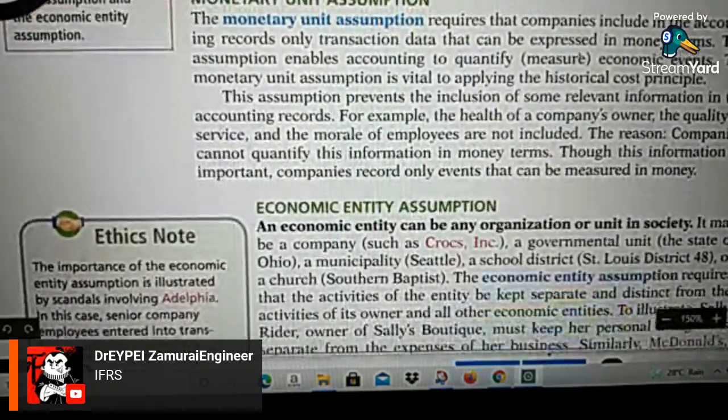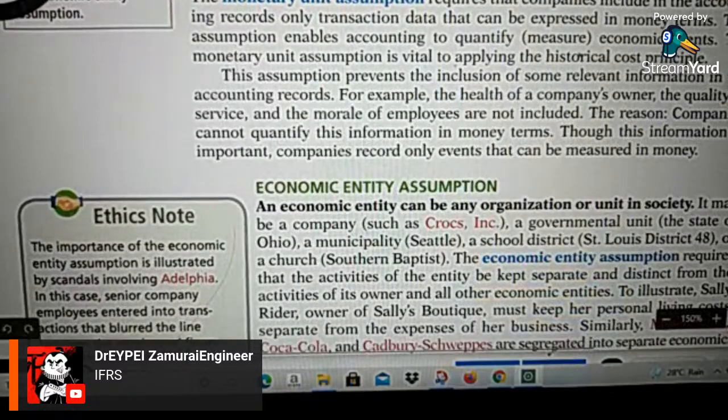Economic entity assumption. So there are two types of assumption, economic entity and monetary unit assumption. What is the economic entity assumption? It may be a company, a government, a school district, a church that could be used as an economic entity. Entity meaning organization. An entity is an organization, or an individual person is an entity. A government unit is an organization. A company is an organization. A school district is an organization. A church is an organization. So this organization or entity is used.